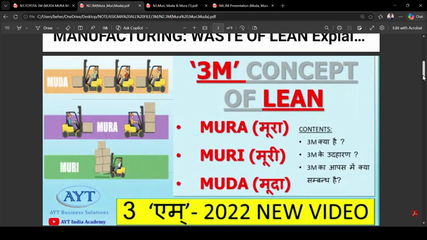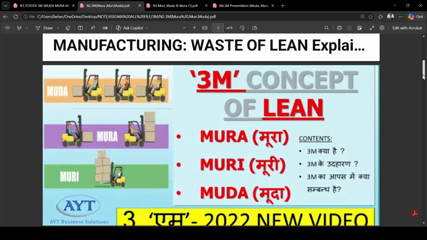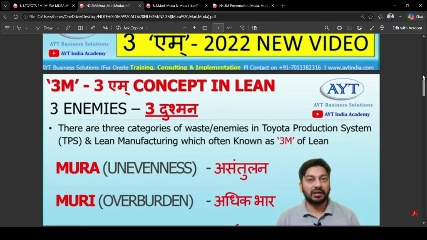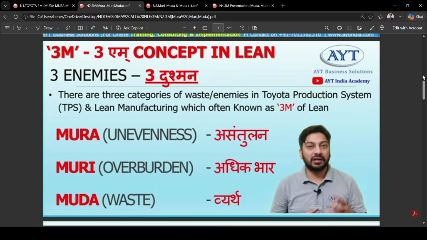And see this picture. In manufacturing, lean explains three concepts of waste: the first is Mura, the second is Muri, the third is Muda. In this content, what I will learn is: what is 3M, what are examples of 3M, and what is the relationship between them. You can see it. He explains the 3M concept of lean in this picture.